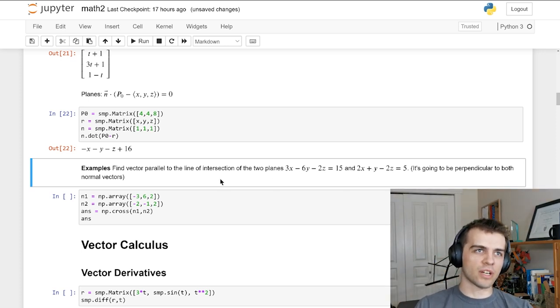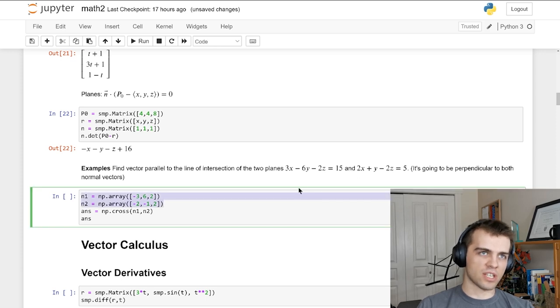But you know that the normal vector of this plane is minus 3, 6, and 2. It's just related to these coefficients. Same thing with this here. It's the minus of these here. It's perpendicular to both normal vectors. So I have my normal vectors here, which I just extract from these coefficients. And then my answer is the cross product.